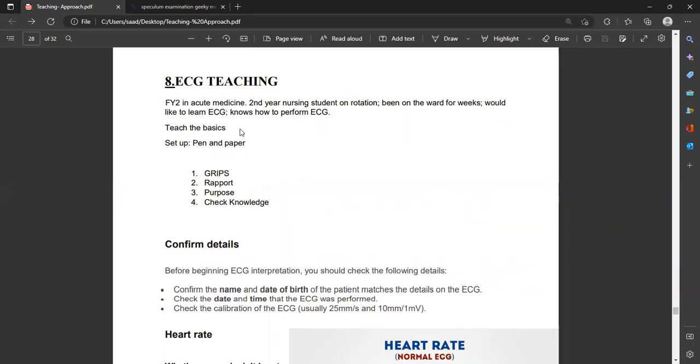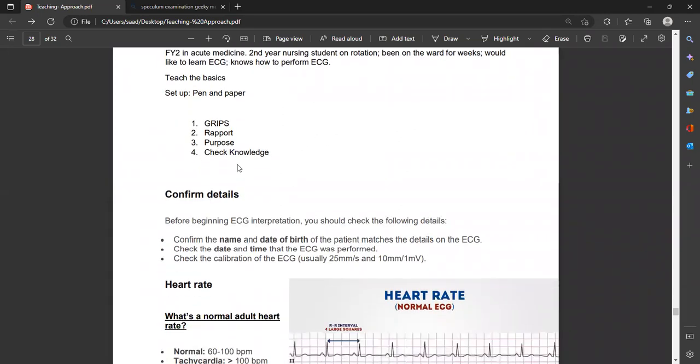Okay, what is your task? Explain how to perform ECG. Okay, sorry, the student would like to learn ECG and knows how to perform ECG. So this is the good thing, that it has been written outside that he knows how to perform ECG, and he is just here to learn ECG. Okay, remember one thing: if it's not written here that he knows how to perform ECG, in the knowledge section, you can ask him.